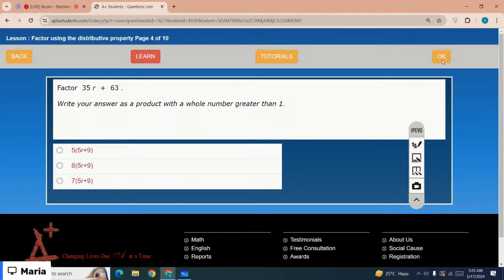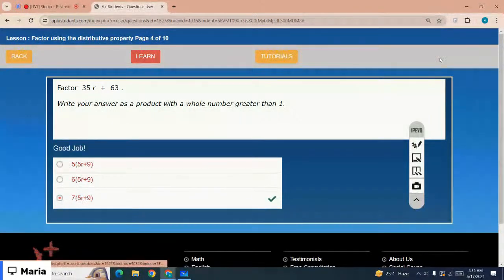You can take common 7. 7 is the common factor, right? So 7 times 5 is 35 and 7 times 9 is 63. So that would be 7 times 5r plus 9. Option number 3 is the correct option. Yes, 5r plus 9 is the correct option. Yes, 3 it is. Very good.